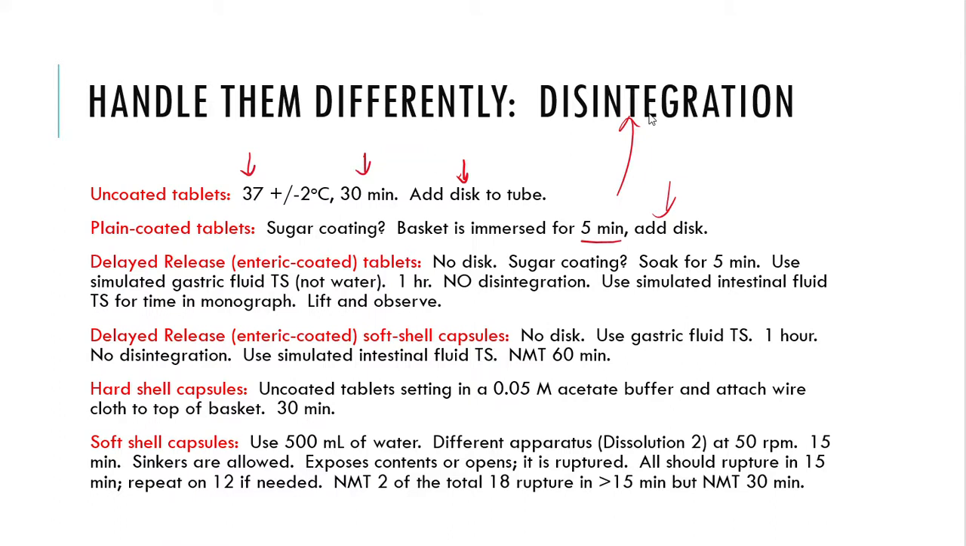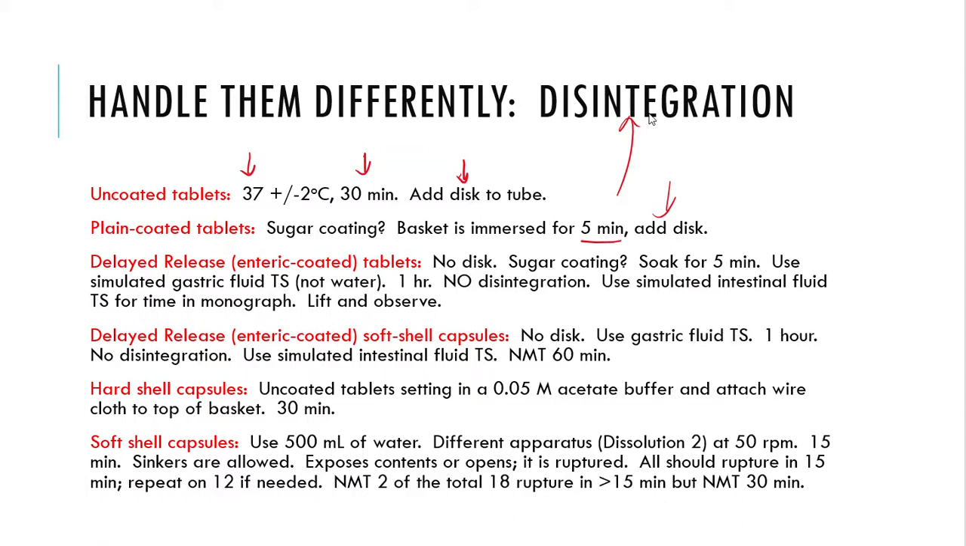Now, the next two are delayed release tablets. Delayed release tablets, you know what those are. Those are extended release, delayed release, a number of names that they can go by, but it prolongs the pill dissolving and releasing the API. Now, in parentheses, you'll see the word enteric coated. It's kind of another word that those go by. And the first delayed release is a tablet, and the second delayed release is a soft shell capsule.